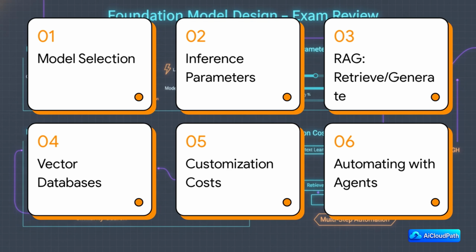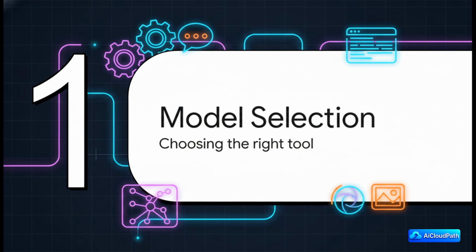We're going to walk through 6 absolutely critical decisions you'll be making. We'll start with how to pick the right model, then how to tweak its output, then how to connect it to external knowledge using RAG. After that, we'll look at the special databases that make RAG possible, talk about managing costs for customization, and finally, we'll see how to put it all on autopilot with agents. Let's go! First things first, model selection.